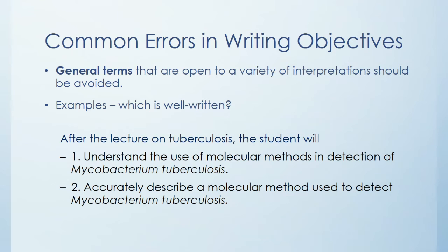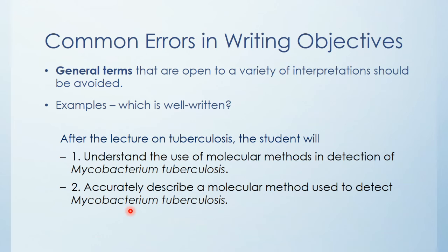So another thing is that general terms that are open to a variety of interpretations should be avoided. So which is well written? After the lecture on tuberculosis, the student will, 1, understand the use of molecular methods in detection of Mycobacterium tuberculosis, or 2, accurately describe the molecular method used to detect Mycobacterium tuberculosis. So we have this whole vague word again, understand. How do you assess if someone understands something? And then this is also kind of vague. It's like there's a lot in here. So this is accurately describe a molecular method.